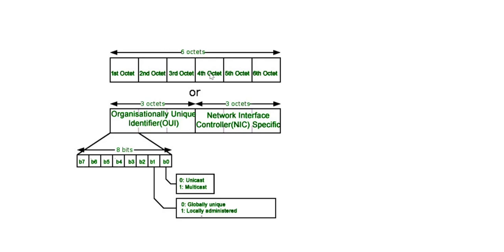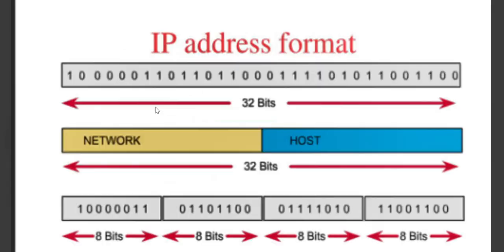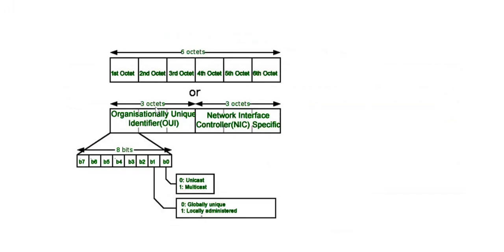If you take the MAC address, it is of 6 octets. An octet is nothing but a byte, so 6 bytes, and each byte has 8 bits. The first 3 octets are the organization unique identifier, which is defined by the organization.